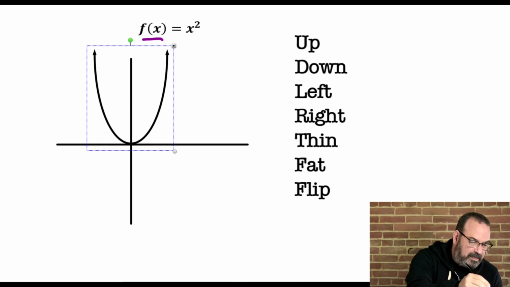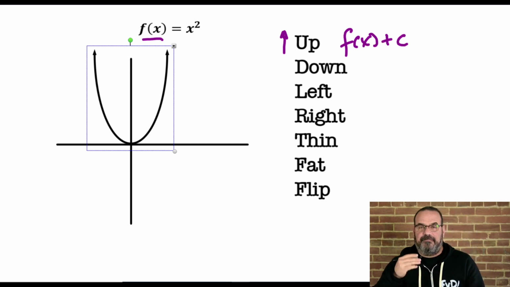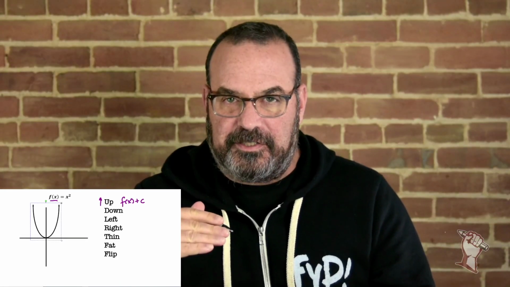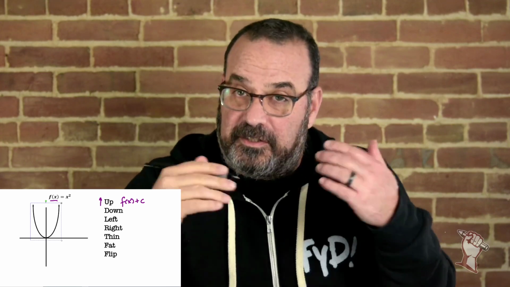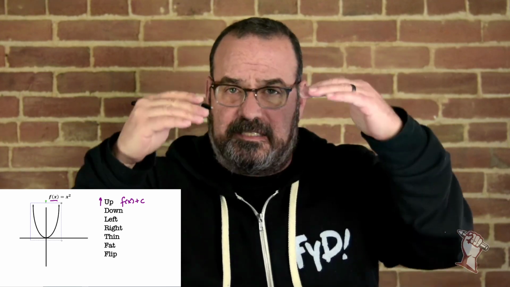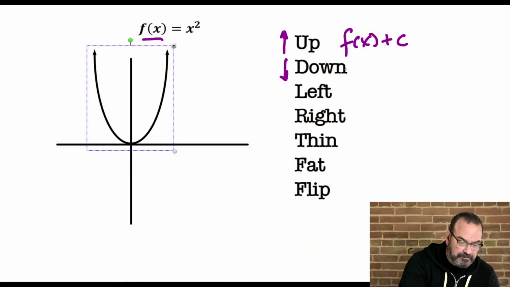So let's pick a color for up. Let's do purple is up. So if I move something up, I take the function of x and I add a constant to it. If I add a positive number to the function, the entire function moves up in the xy plane. Higher, the function is y, so y plus c makes sense. If I move the function down, it's f of x minus c.